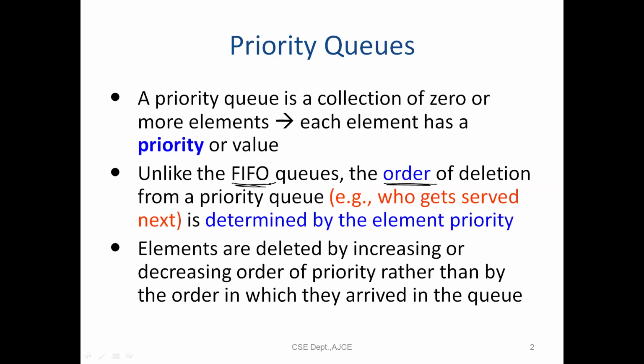That is, who is the next item that is to be executed or served is determined by that element's priority. So based on whatever order they come in, only depending on the priority, they will be removed from the queue. Elements are deleted either in increasing order of priority or decreasing order of priority. It depends on what your application is.